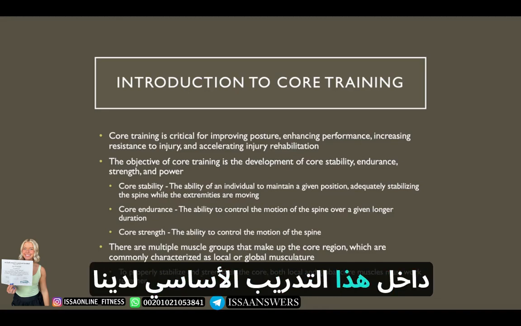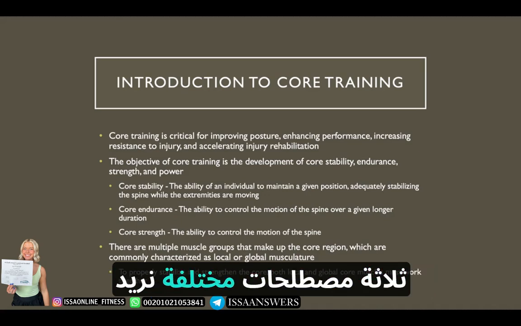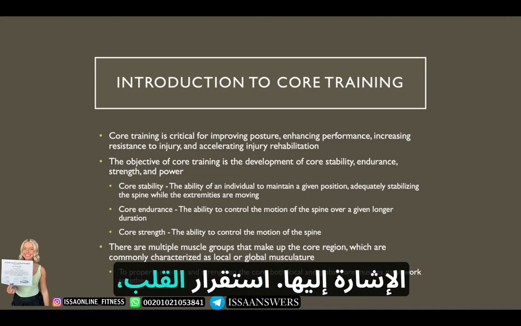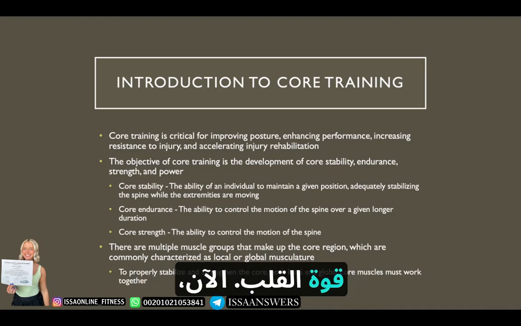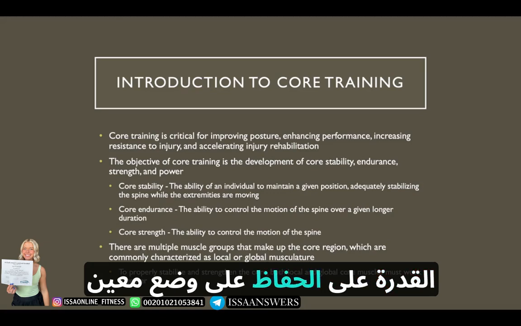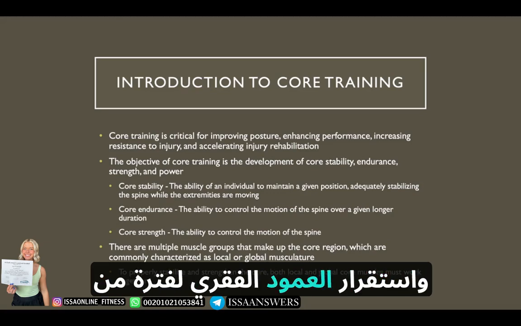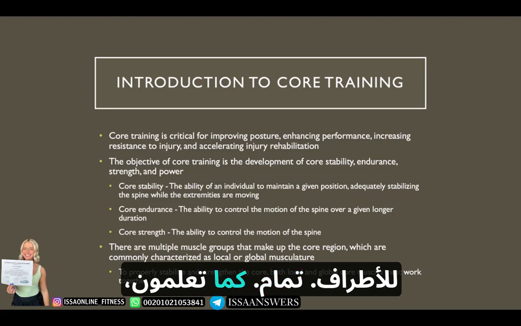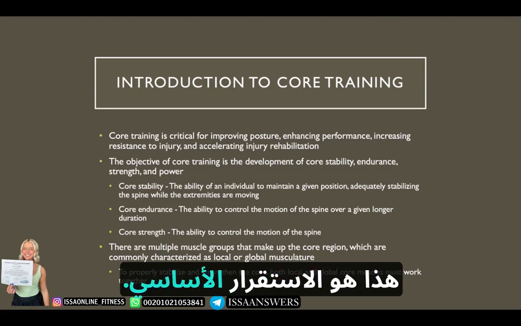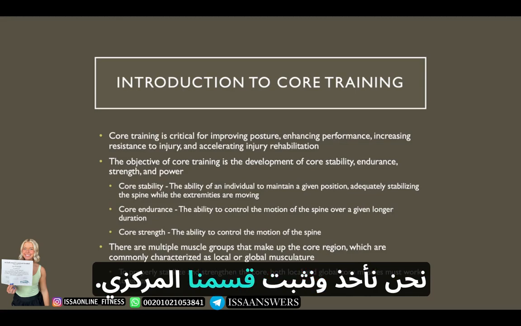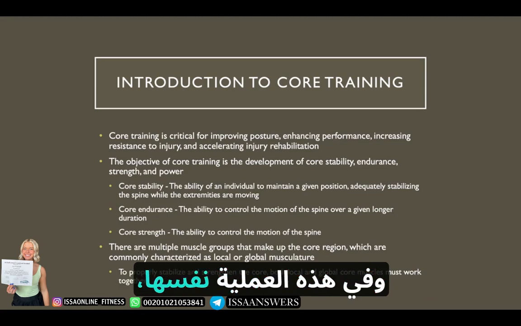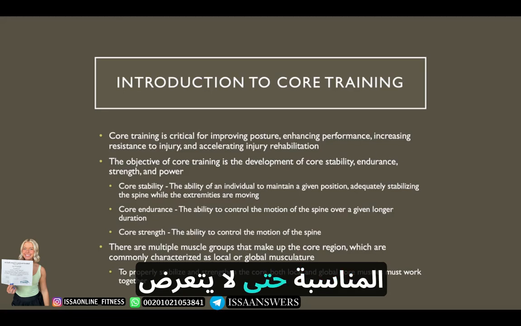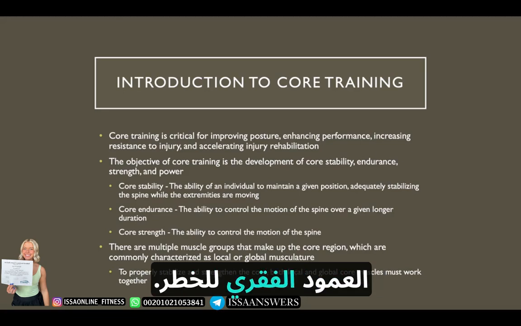So inside of that core training, we have three different terms that we want to refer to: core stability, core endurance, core strength. Now, core stability is just like it says, the ability to maintain a given position and stabilize the spine for a period of time while also having simultaneous movement of the limbs. Okay, so that's core stability. We're stabilizing our central section, and in that same process, we're also allowing for proper movement to occur so that the spine is not compromised.